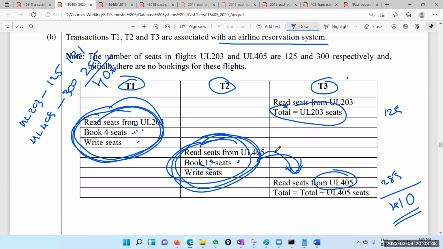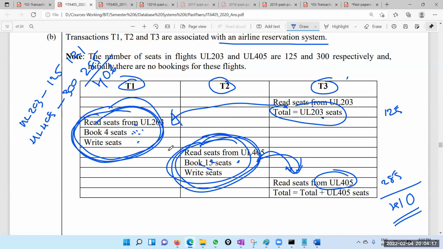So it has to be, right? That is why we have this issue. Transaction 3 is reading this value, which is writing to this value. So therefore T3 to T1 is there, because this is reading the UL 203 count. This is writing the UL 203 count. So that is read and write. So this way.